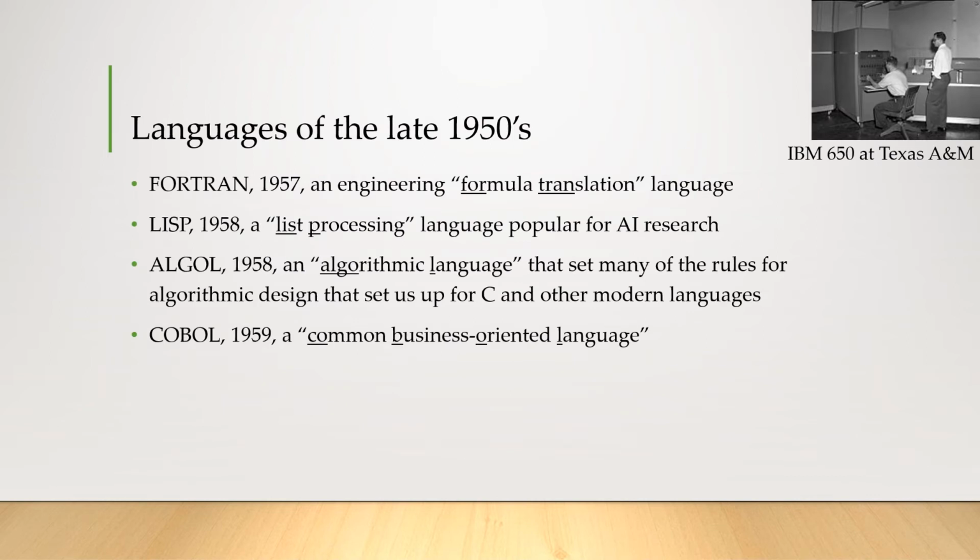Okay, so some of the first of those compiled languages were written back in the 1950s. FORTRAN emerged in 1957 as a science and engineering formula translation language. Lisp emerged in 1958 as a list processing language, which became popular for AI research. We'll talk about why in a second. ALGOL was an algorithmic language that set many of the rules for the whole C family of languages and many other modern languages like Pascal and Python.